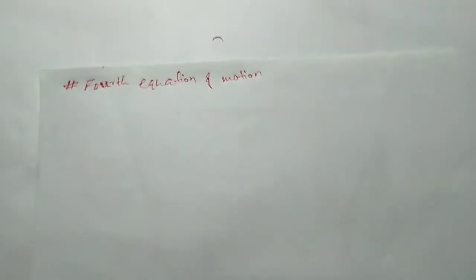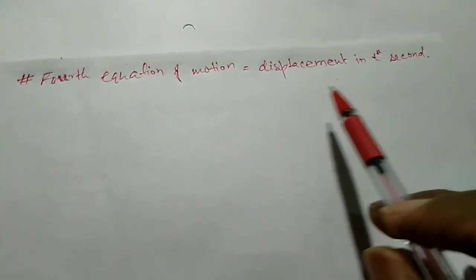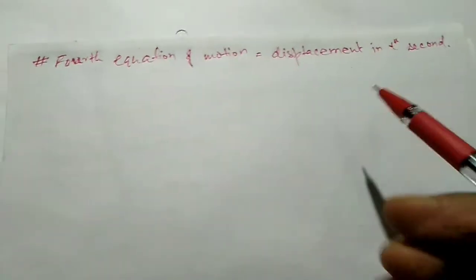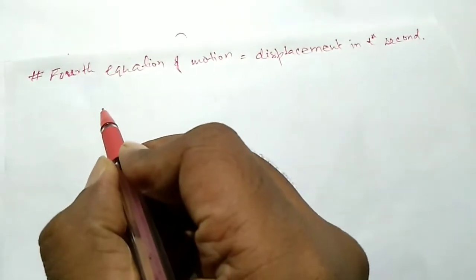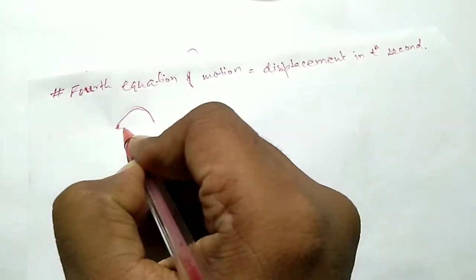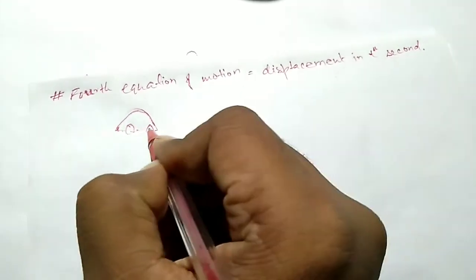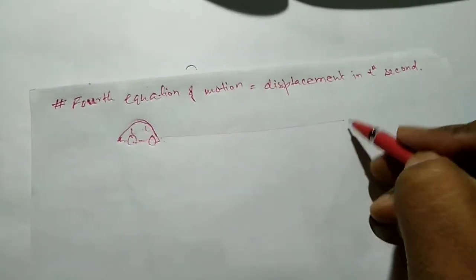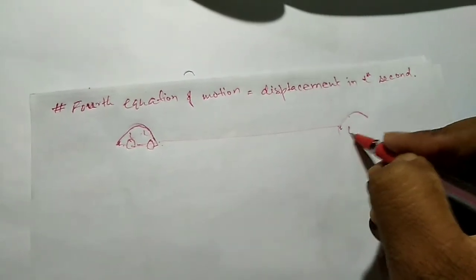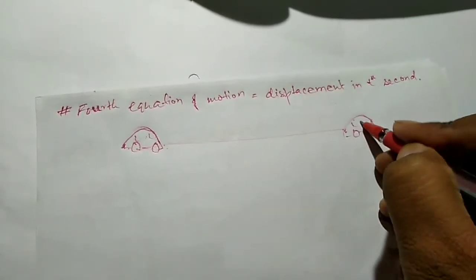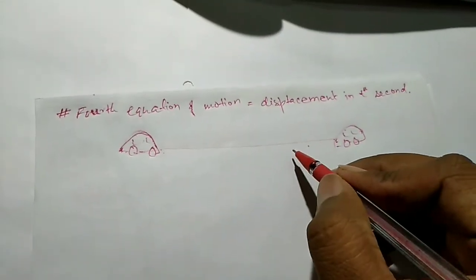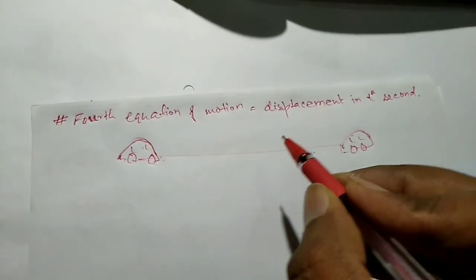Here we are starting the fourth equation of motion, that is the displacement in a particular time or the tth second. To understand this point, suppose any car is moving on any road. After some time, suppose any time t second, it is moving up to here. So it takes some time, suppose 10 seconds. So I'm asking the distance traveled in the 6th second. What is the distance traveled in the 6th second?